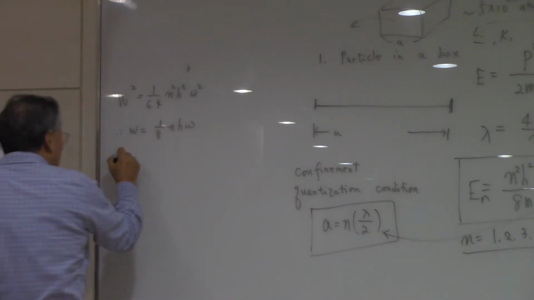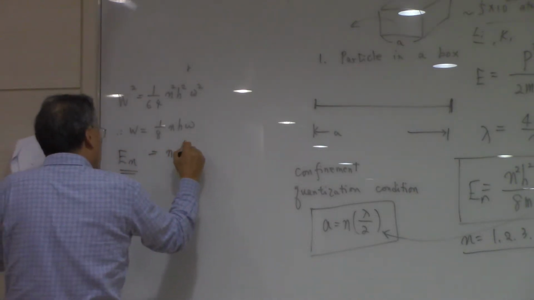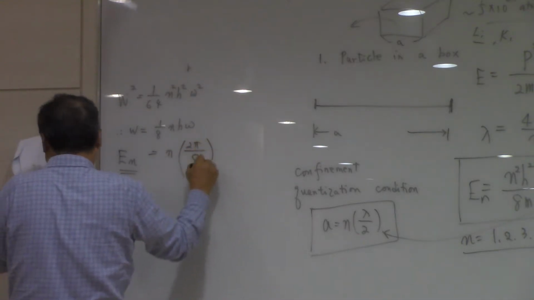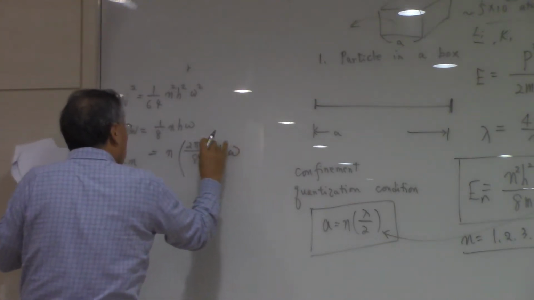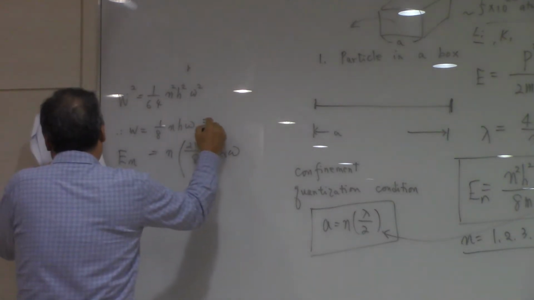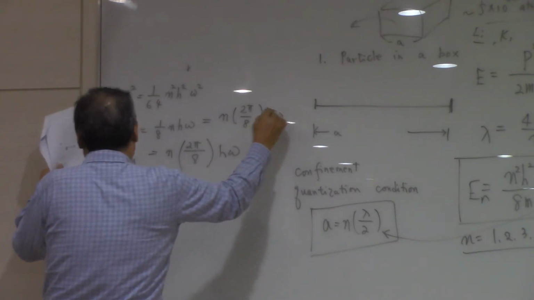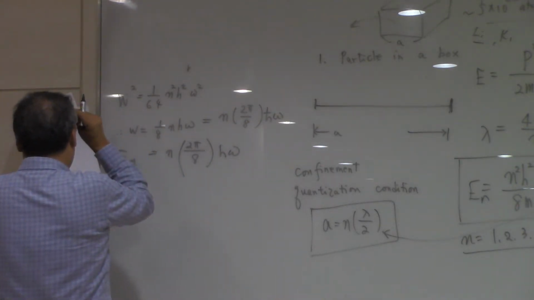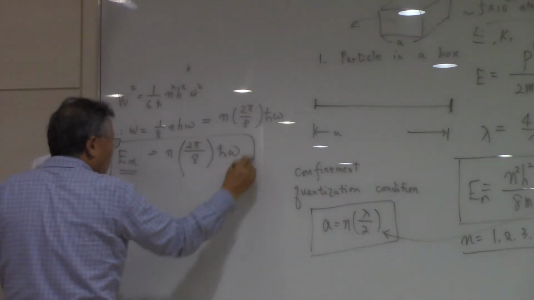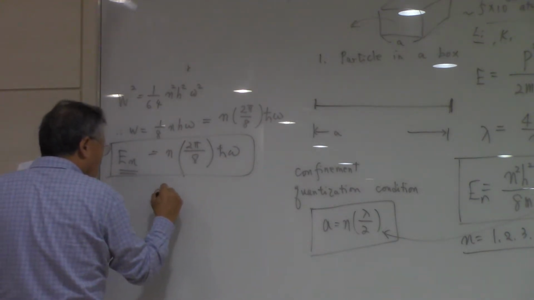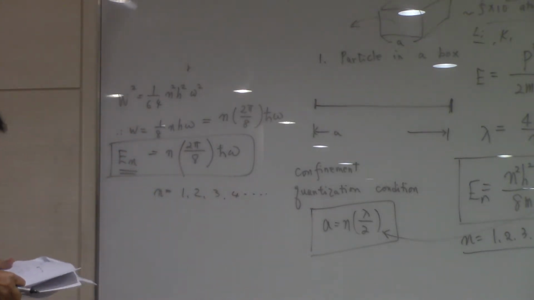It's amazing. So the quantized energy now is going to be n 2 pi over 8 h bar omega. Is it h bar omega? Yeah, h bar omega. And then here, the n should be 1, 2, 3, 4, something like this. This is an integer.